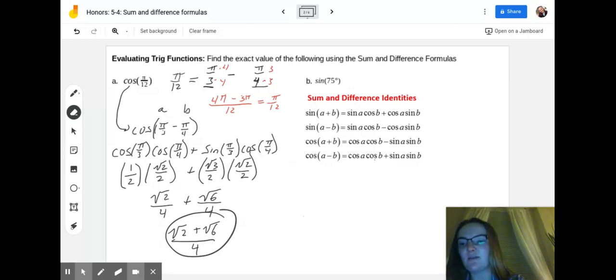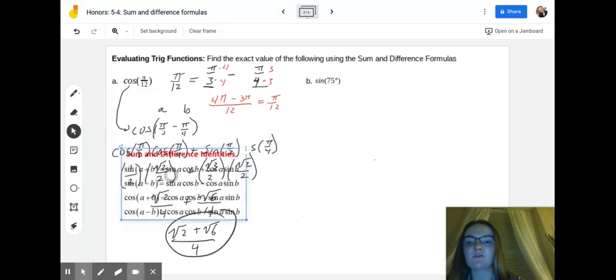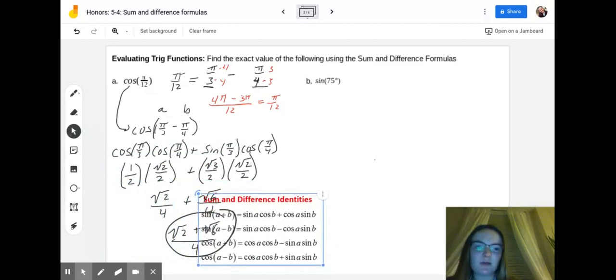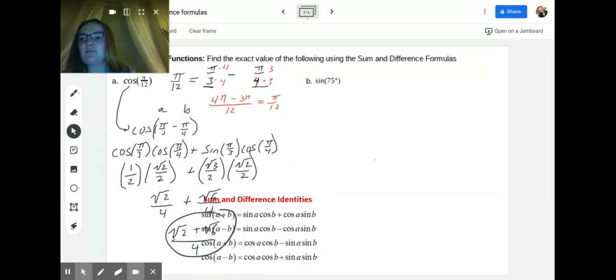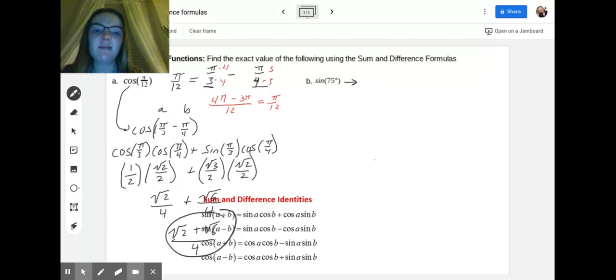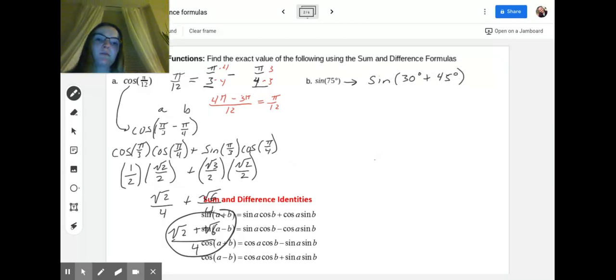So sine of 75 degrees, I want to use the sum and difference formulas. I don't have 75 degrees on my unit circle, but I have some other things that I do know. For example, sine of 75 degrees is equal to the sine of 30 degrees, which I know, plus 45 degrees, which I also know. Totally legal. Let's go ahead and use the sum and difference formulas.